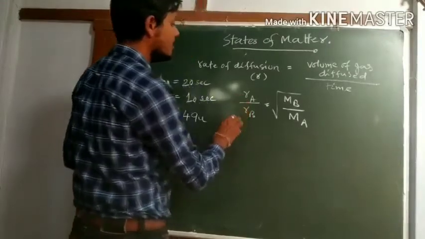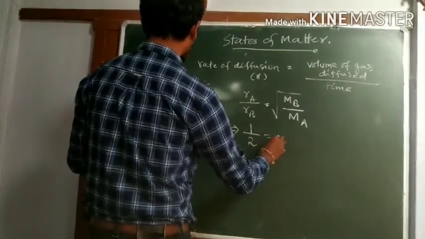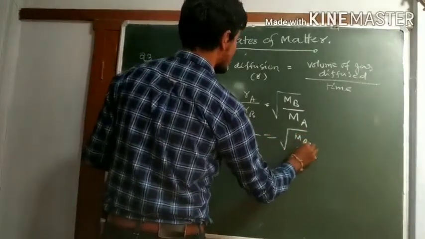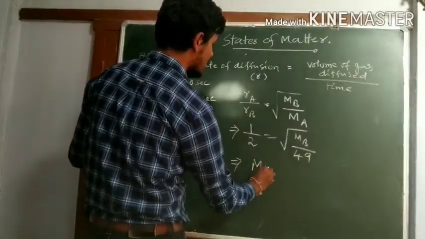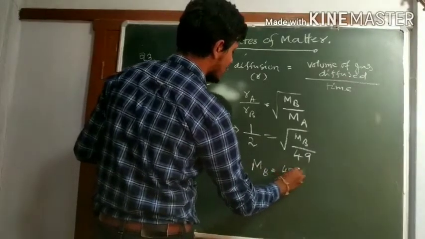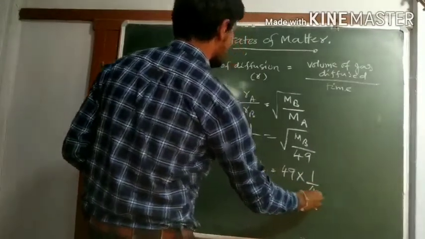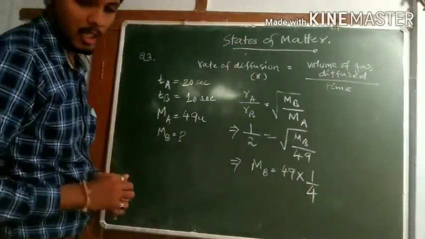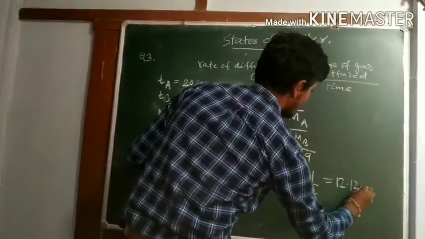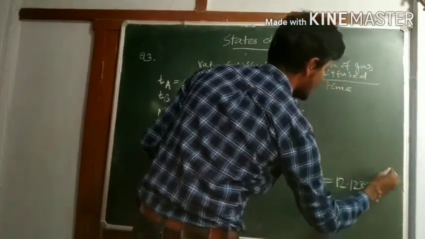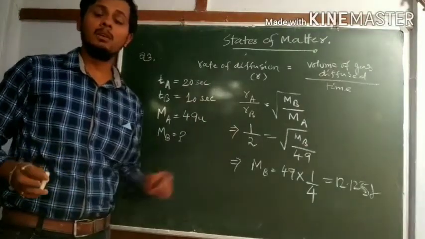So rate of diffusion of A by rate of diffusion of B we already calculated as 1:2, and we need to find MB. So root over MB. Mass of A is 49 U. So we get MB equals 49 into 1/4. So MB comes out to be 49 into 1/4 equals 12.125 grams. So in this way we can use Graham's law to calculate the molecular weight from the time of diffusion.